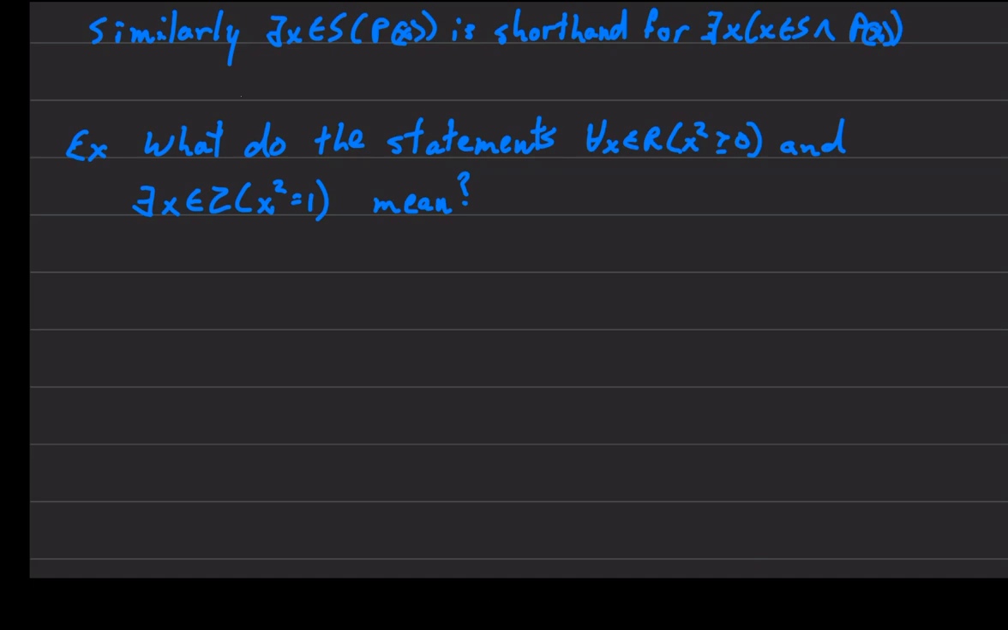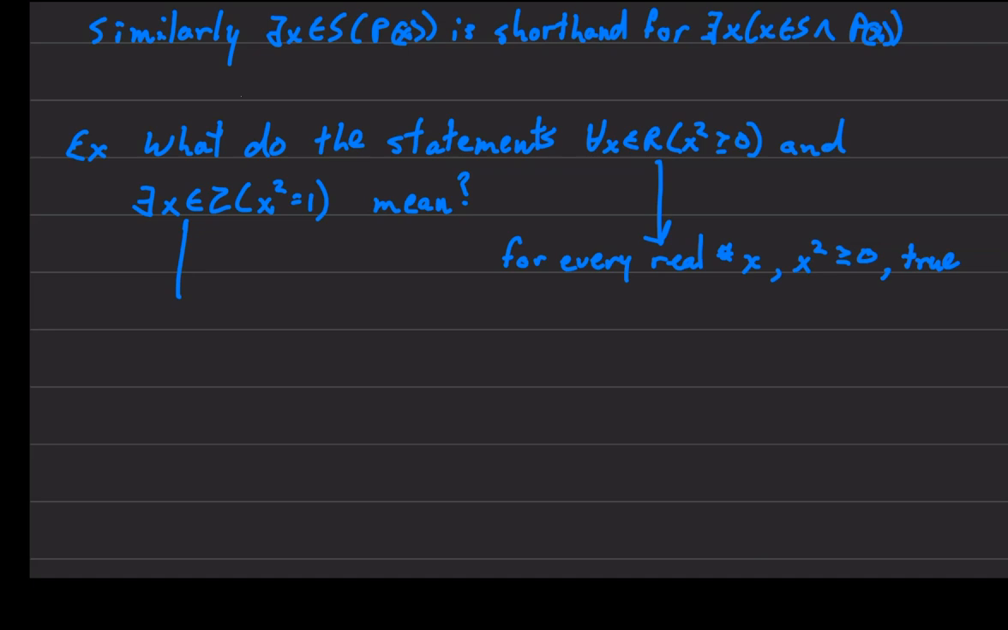Well, the first one means for every real number x, x squared is greater than or equal to 0. And that is true.